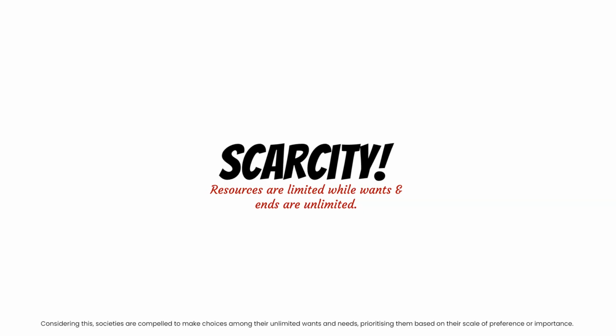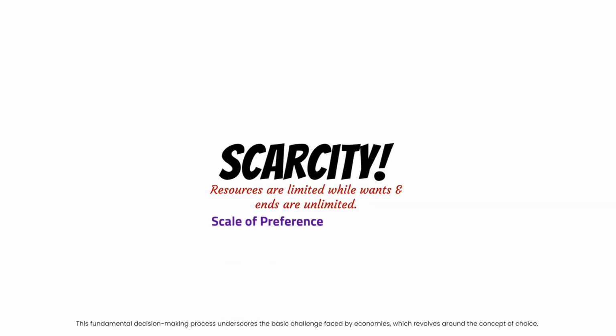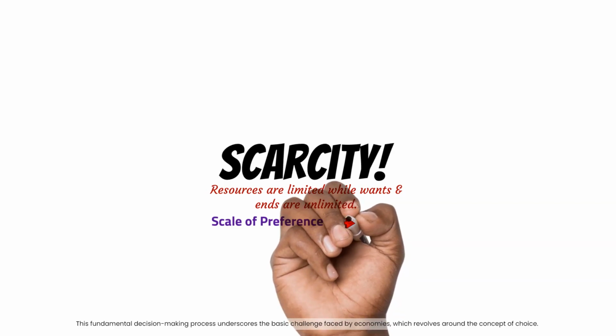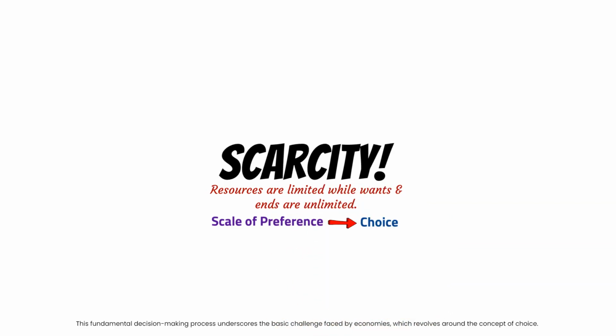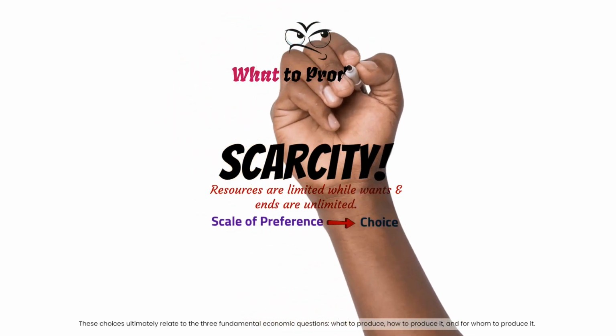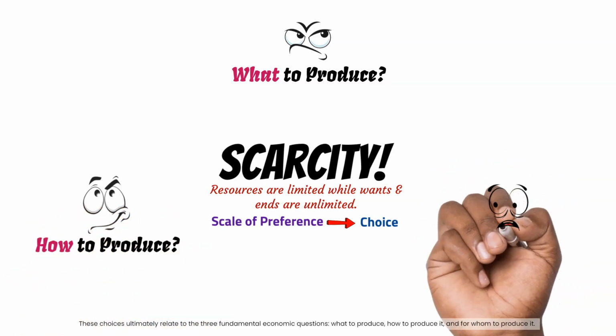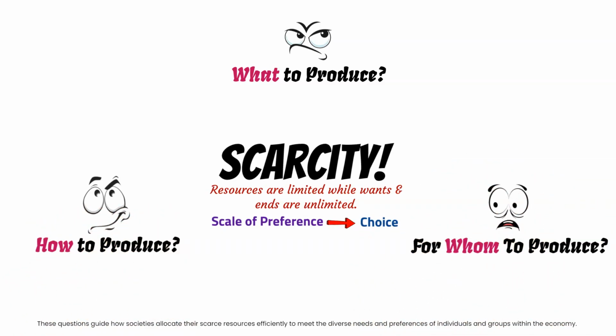Considering this, societies are compelled to make choices among their unlimited wants and needs, prioritizing them based on their scale of preference or importance. This fundamental decision-making process underscores the basic challenge faced by economies, which revolves around the concept of choice. These choices ultimately relate to the three fundamental economic questions: what to produce, how to produce it, and for whom to produce it. These questions guide how societies allocate their scarce resources efficiently to meet the diverse needs and preferences of individuals and groups within the economy.